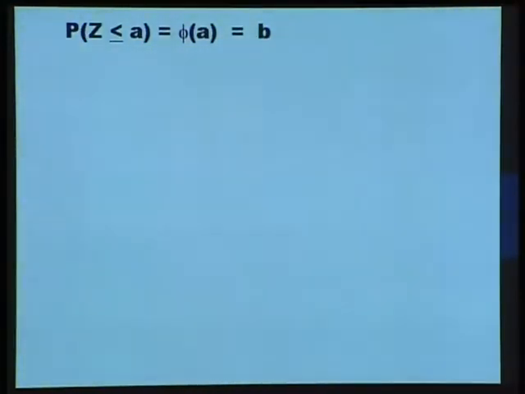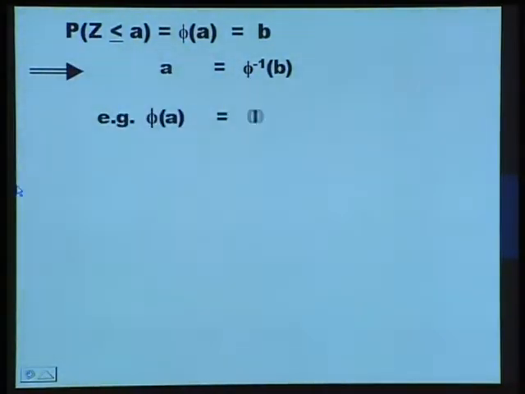Suppose that the probability z less than or equal to a is phi of a, and the value of phi of a is b. Then a would be given by phi inverse of b. Let's take an example to illustrate how to find phi inverse. Suppose that you are given that phi of a is 0.9699 and you are told to find the value of a. Of course, the value of a would be given by phi inverse of 0.9699.